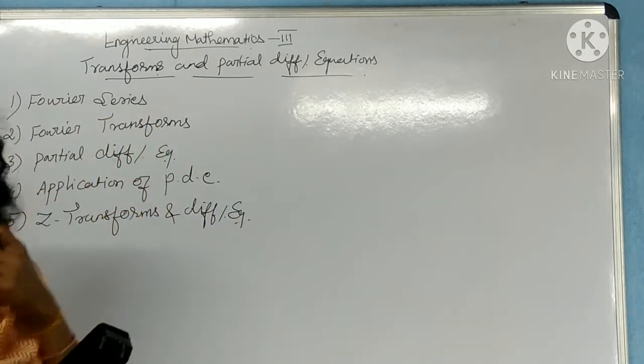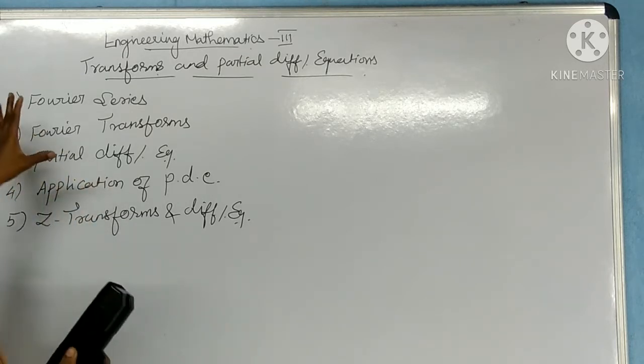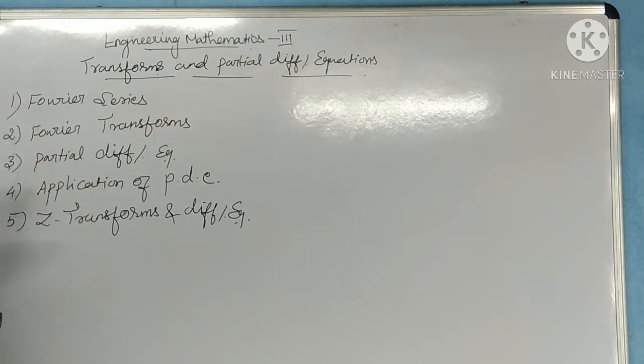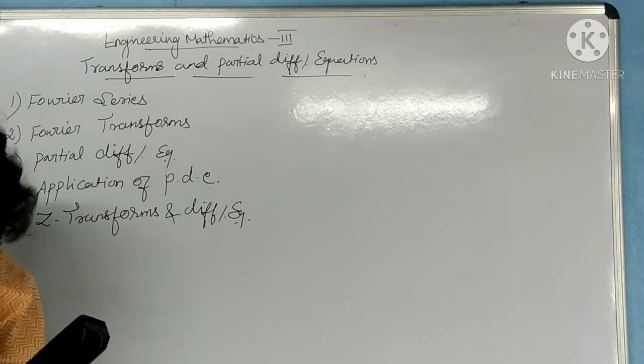And this Transforms and Partial Differential Equations paper has 5 units. First one is Fourier series and Fourier transform. Third one is partial differential equation. Fourth one is application of partial differential equations. And the last one is Z transform and difference equations.